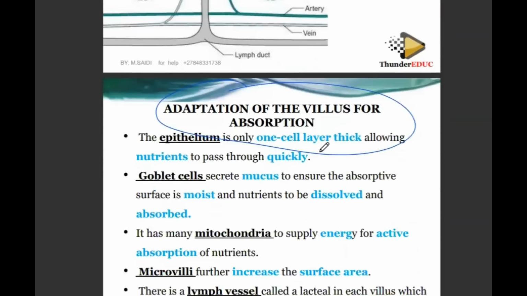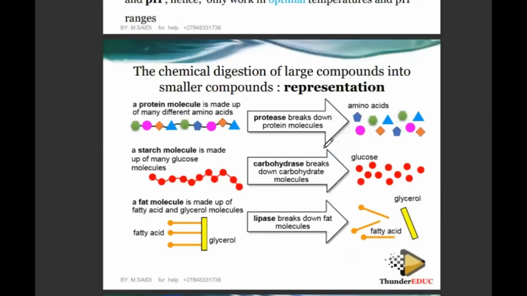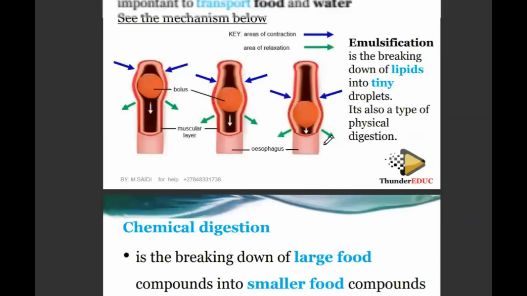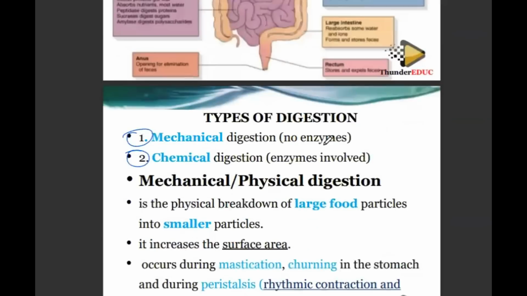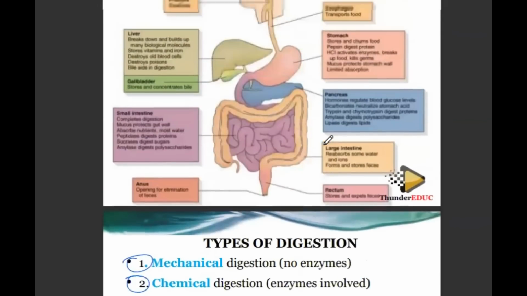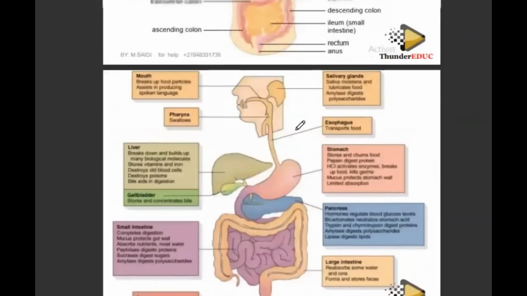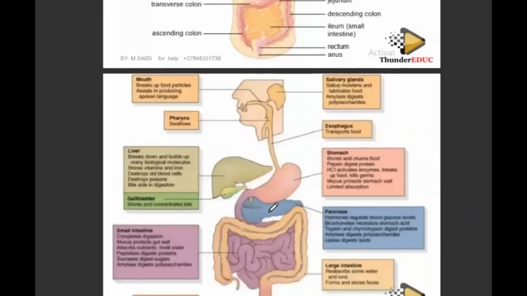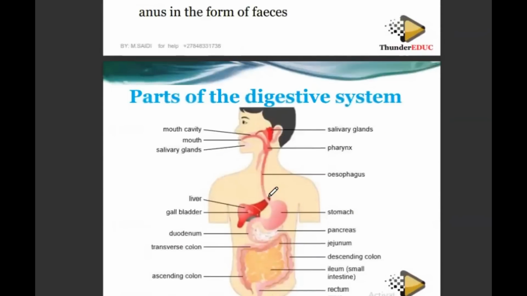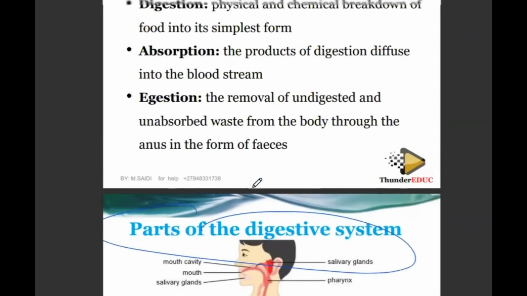This, don't make a mistake. Adaptations, don't make a mistake. Yes, we talked about that. Peristalsis is mechanical and chemical. Where do they take place? Know how to label this. Labeling the structure of the digestive system. Digestive system, know how to label it. Don't make a mistake.